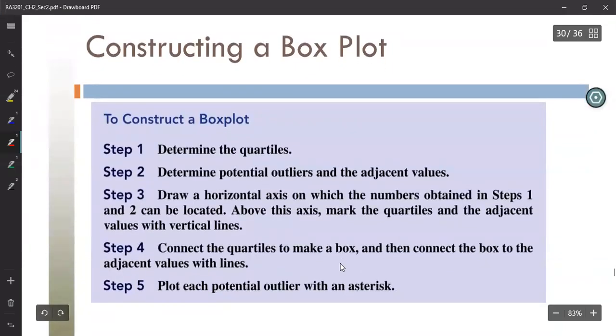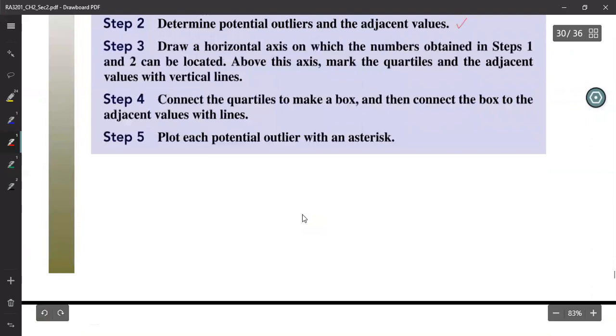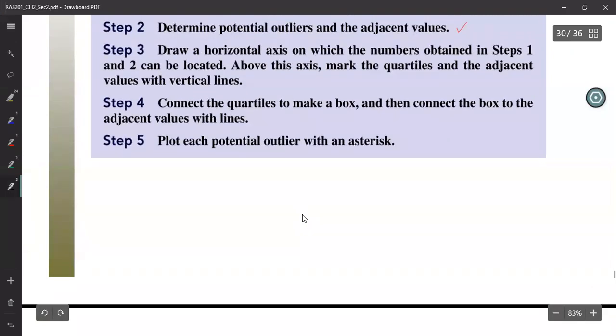Now let's see how we can construct the box plot. First, you determine the quartiles. You know how to do that now. You have to find the potential outliers, using the 1.5 times IQR criteria. Then you draw a horizontal axis, that is your number line, and you mark this axis with your 3 quartiles. Then connect these quartiles to make a box. Then connect the box to the adjacent value with a line. And if there are potential outliers, you draw them with an asterisk. So your final box plot will look like this.